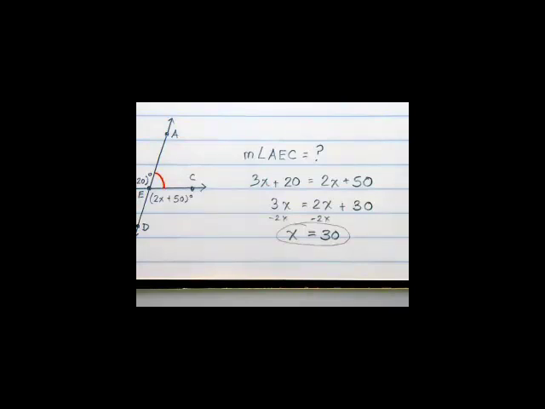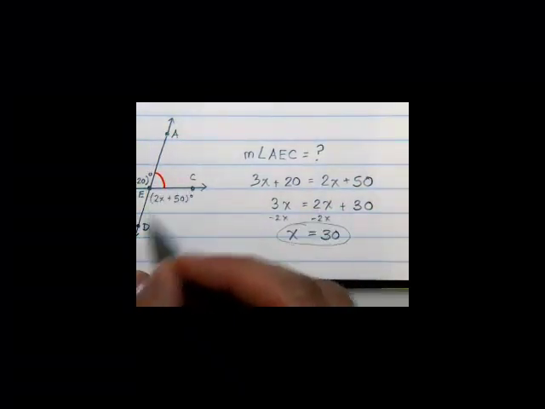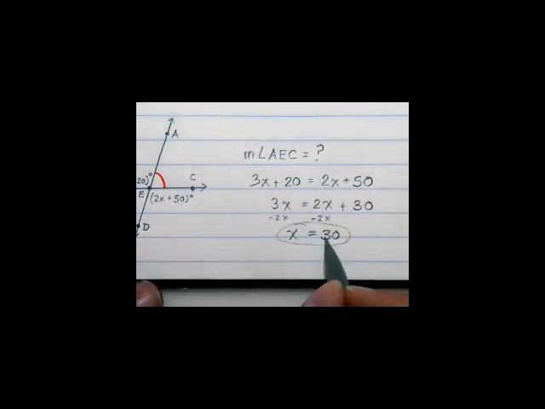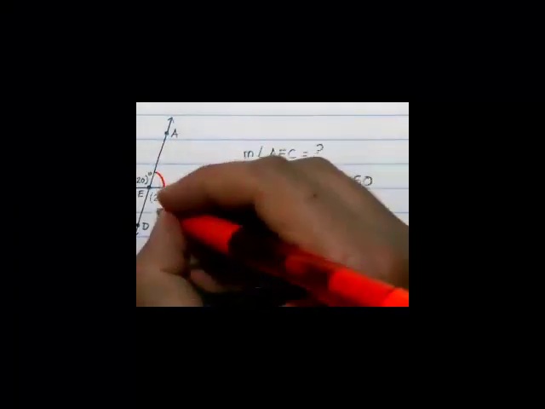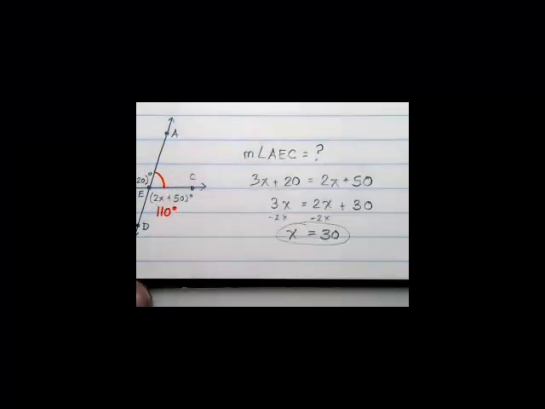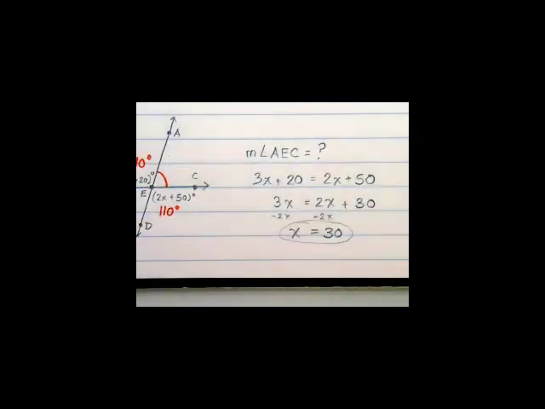Yeah. So take the 30, put it back into one of the two that I have, and figure out what the measurement there is, okay? So maybe let's just put it into the CED, okay? So 2 times 30 is 60 plus 50, 110. So this angle is 110 degrees, which means this one over here would also be 110, right? So I got both of those technically.